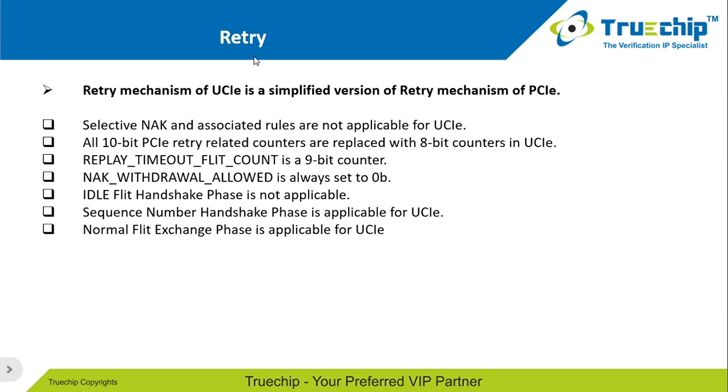So here's the retry mechanism. The retry mechanism of UCI is a simplified version of the retry mechanism of PCI. So here are some features. Selective NAK and associated rules are not applicable for UCI. All 10-bit PCI retry related counters are replaced with 8-bit counters in UCI. Replay timeout flit count is a 9-bit counter. NAK withdrawal allowed is always set to 0. Idle flit handshake phase is not applicable for this. Sequence number handshake phase is applicable for UCI, and normal flit exchange phase is applicable for UCI.